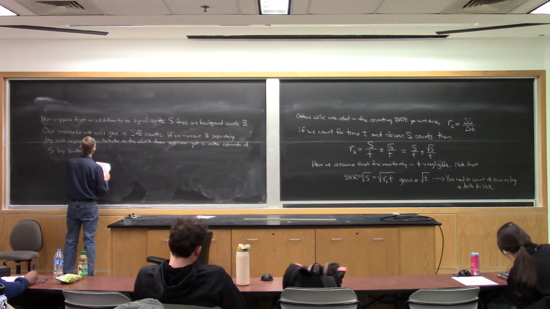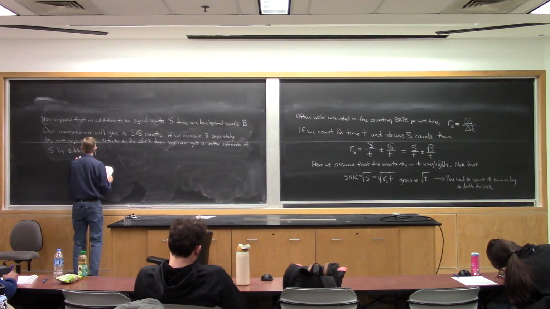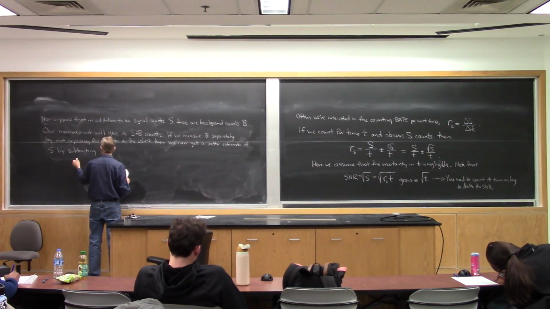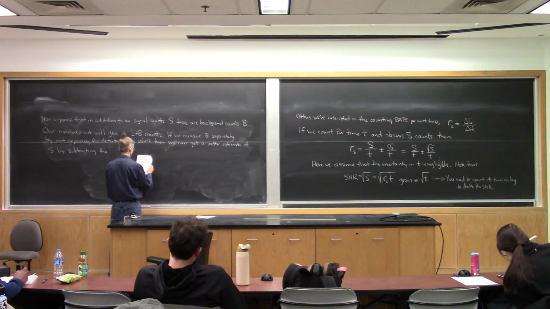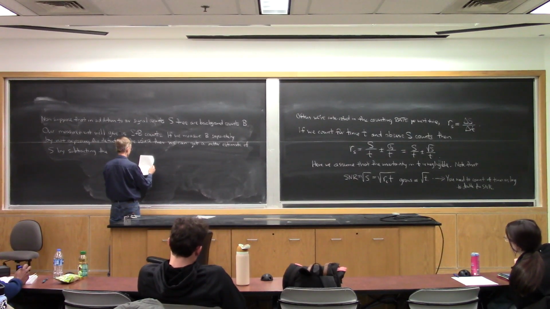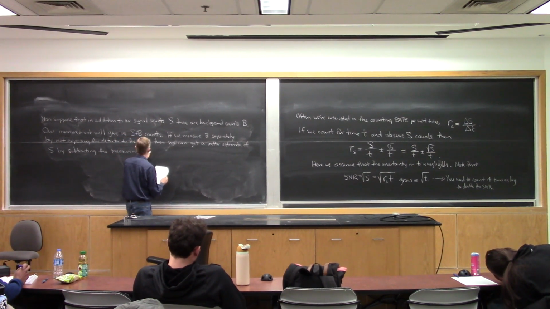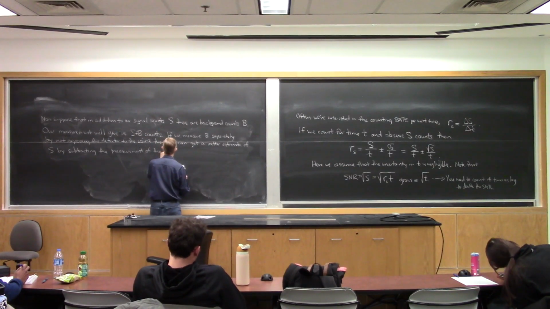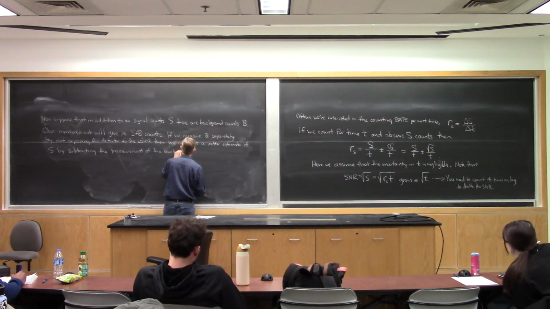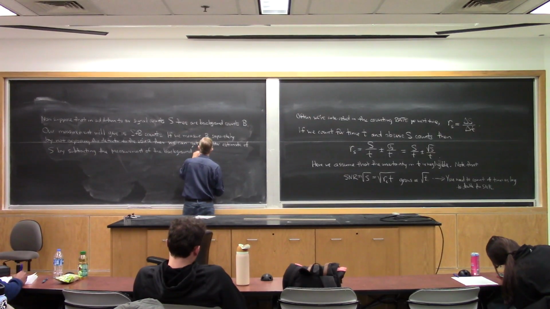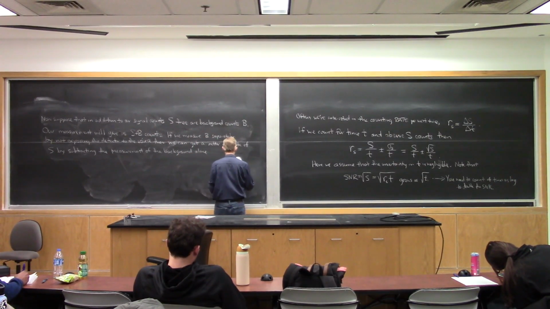And physicists do this all the time in counting experiments and in other contexts as well, where there's some background that you're trying to account for. By subtracting the measurement of the background alone from the measurement of the source plus background.